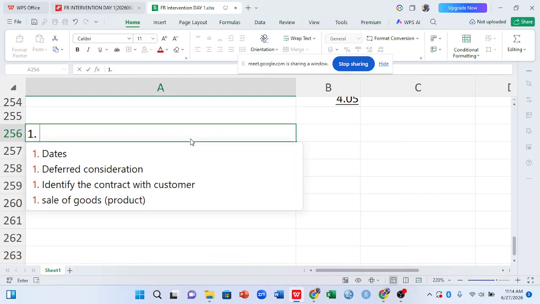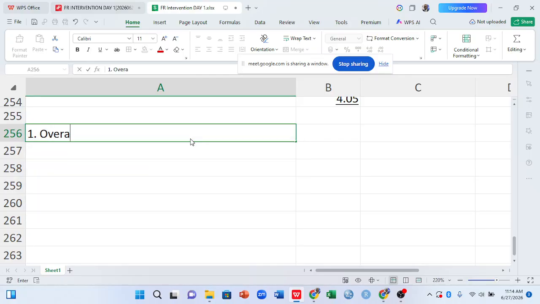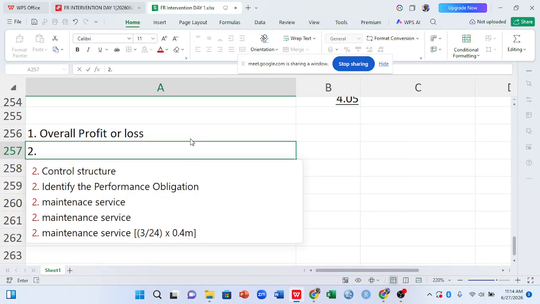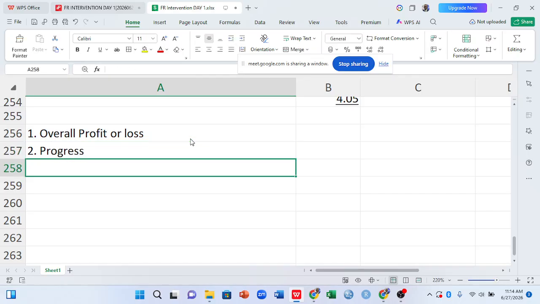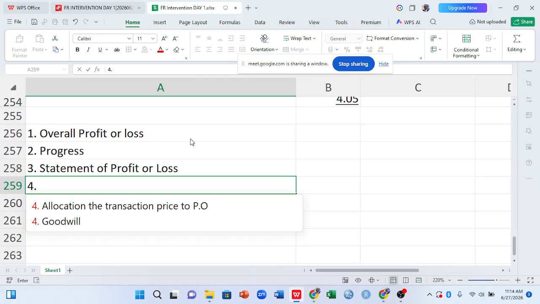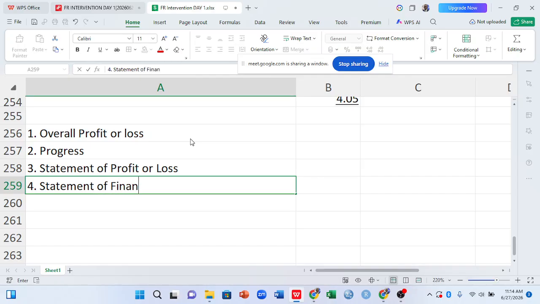So whenever you're doing construction contract, the first thing you need to do is assess your overall profit or loss. Second, you need to measure your progress. Third, you prepare your statement of profit or loss using the progress. And fourth, you prepare your statement of financial position, and here you're supposed to account for the contract assets or contract liability. So I give you this 4-step approach to always help you solve questions that involve construction contracts.